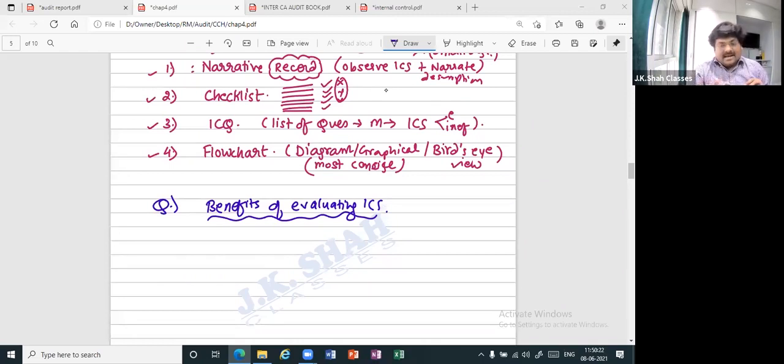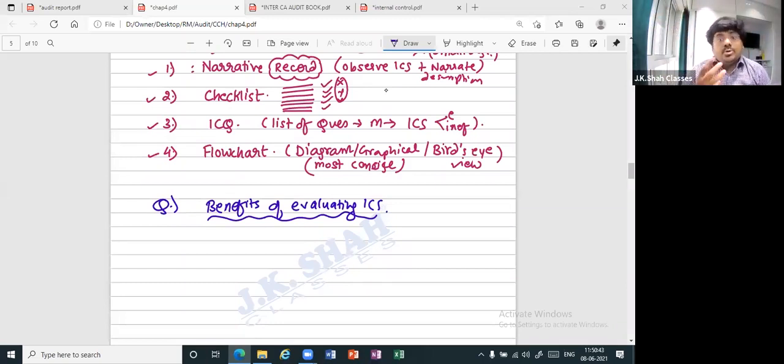I hope if you evaluate the ICS, you will come to know whether management has discharged their function properly or not, whether management has set it up properly or not. Thereafter, you will come to know whether the weaknesses are there in the ICS. So you will come to know where the frauds and errors actually exist. So you will then have to identify that particular audit area. So it helps you to identify that audit area where it is weak.